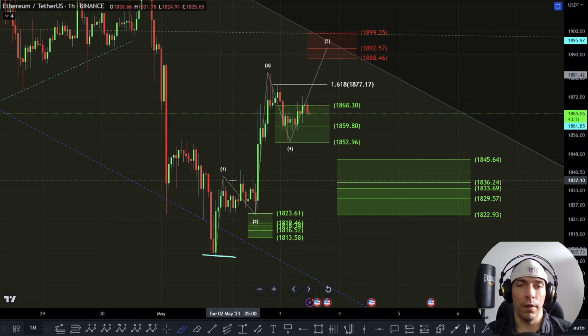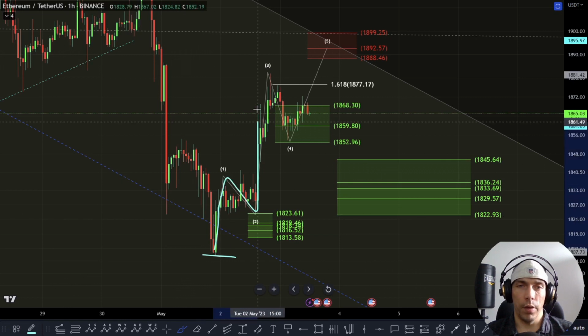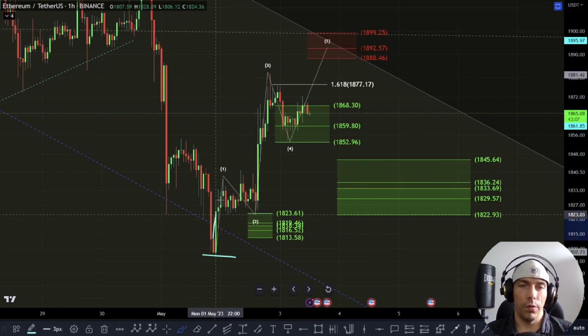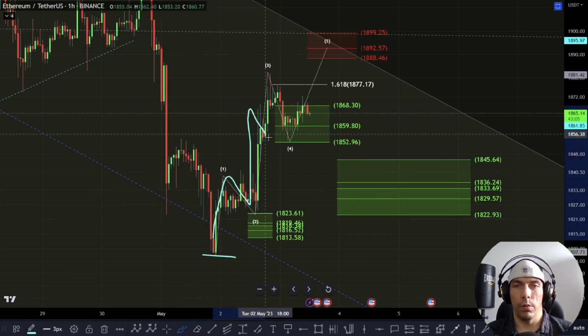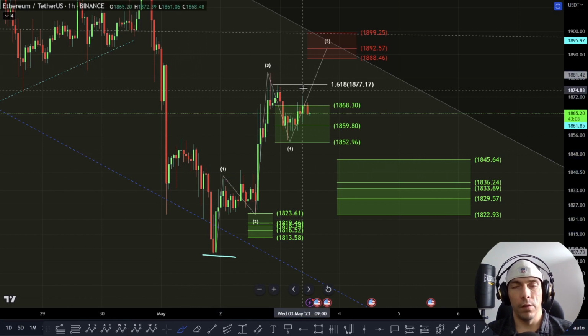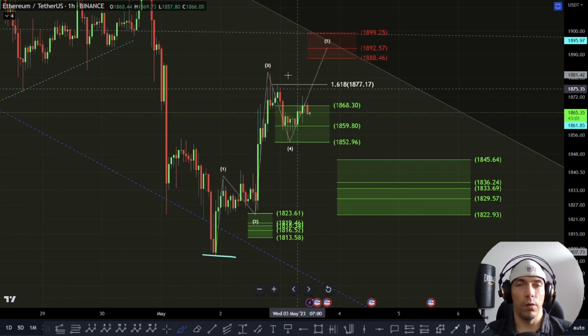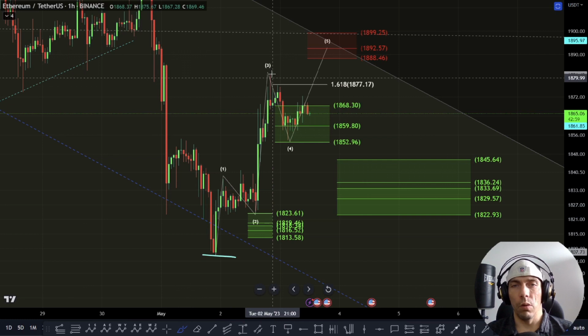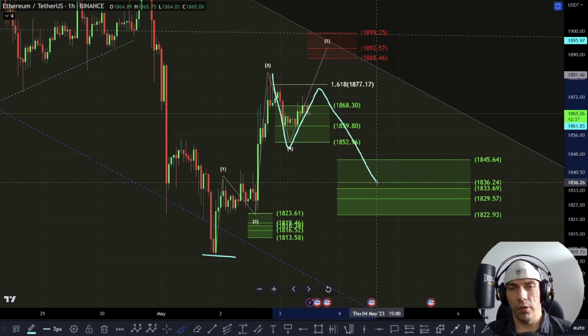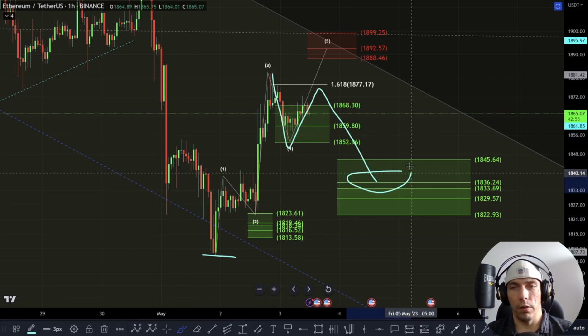Until we actually form that, all we have is A, B, and C. Like I said, potentially we can count this 1, 2, 3, 4, 5, but it's not my best or my favorite interpretation of this move here. So what I'd be looking for is to see whether we actually get a move back down into these zones.